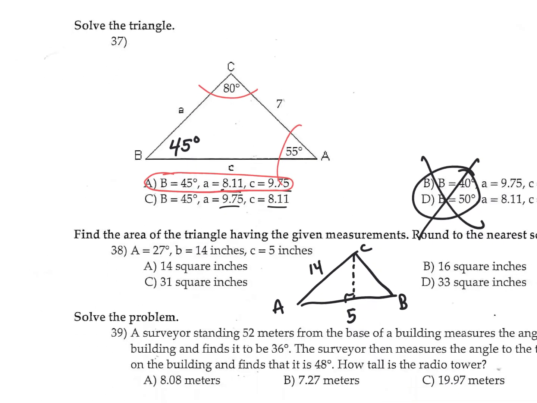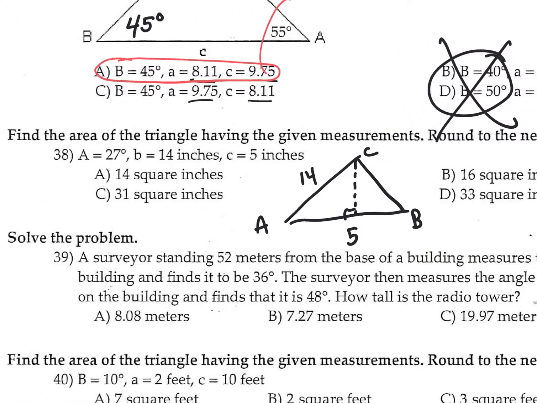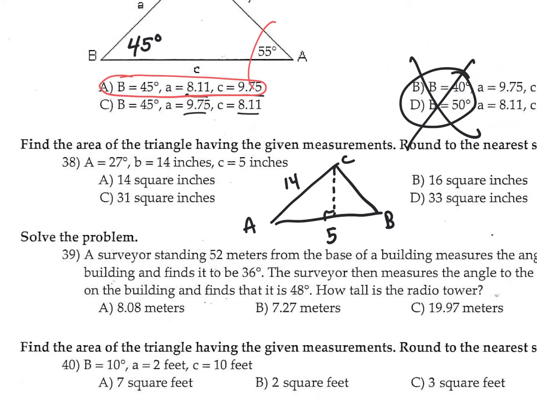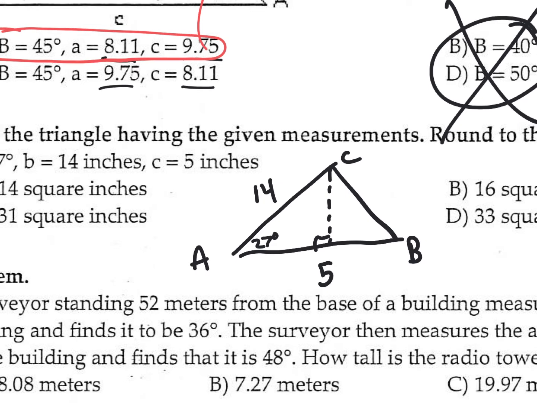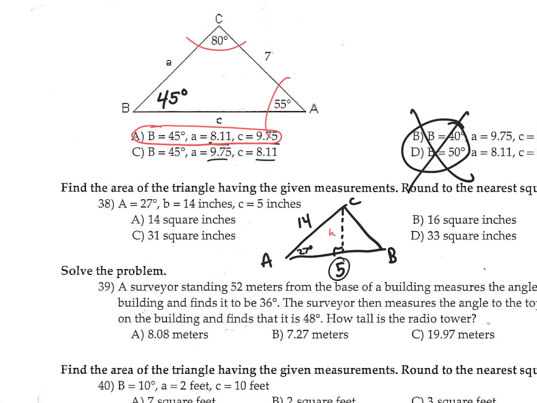Moving on to number 38, we are going to try to find the area of a triangle. You can see I looked ahead here and drew a picture. They tell us that we have an angle of 27 degrees, and I labeled my sides. They're somewhat arbitrary, but I'm going to try to find the height of this triangle using some right triangle trig, and then multiply that times half of 5 for my area formula.